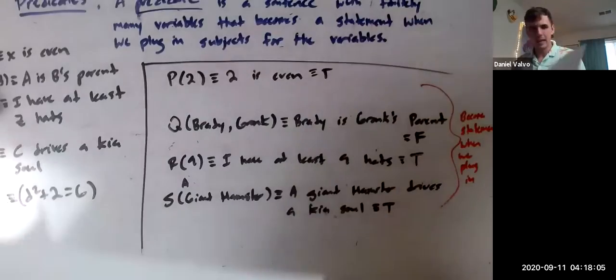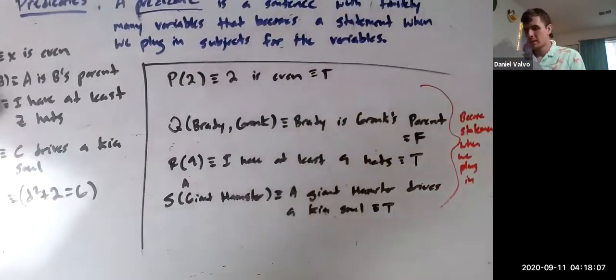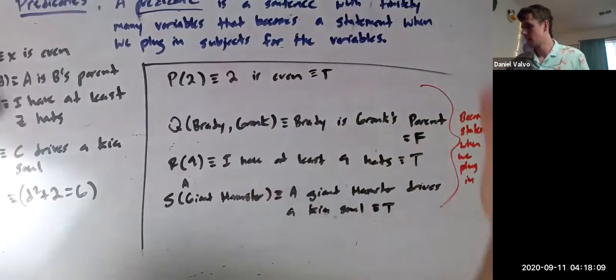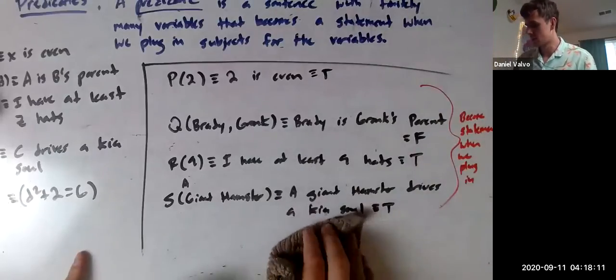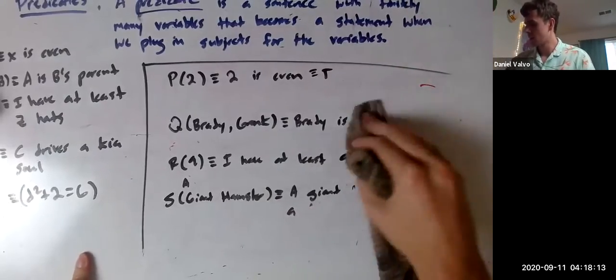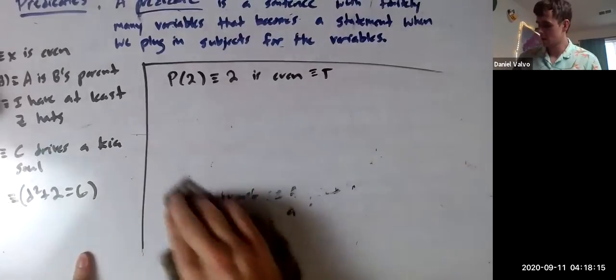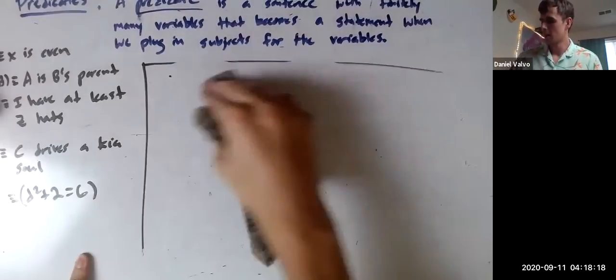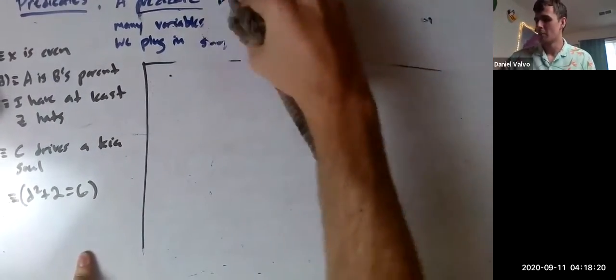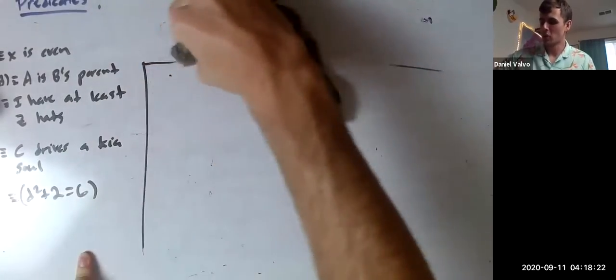So that's what a predicate is. So now let's talk about the domain of a predicate. Just like how functions have domains, predicates also have domains. And what is the domain of a function?